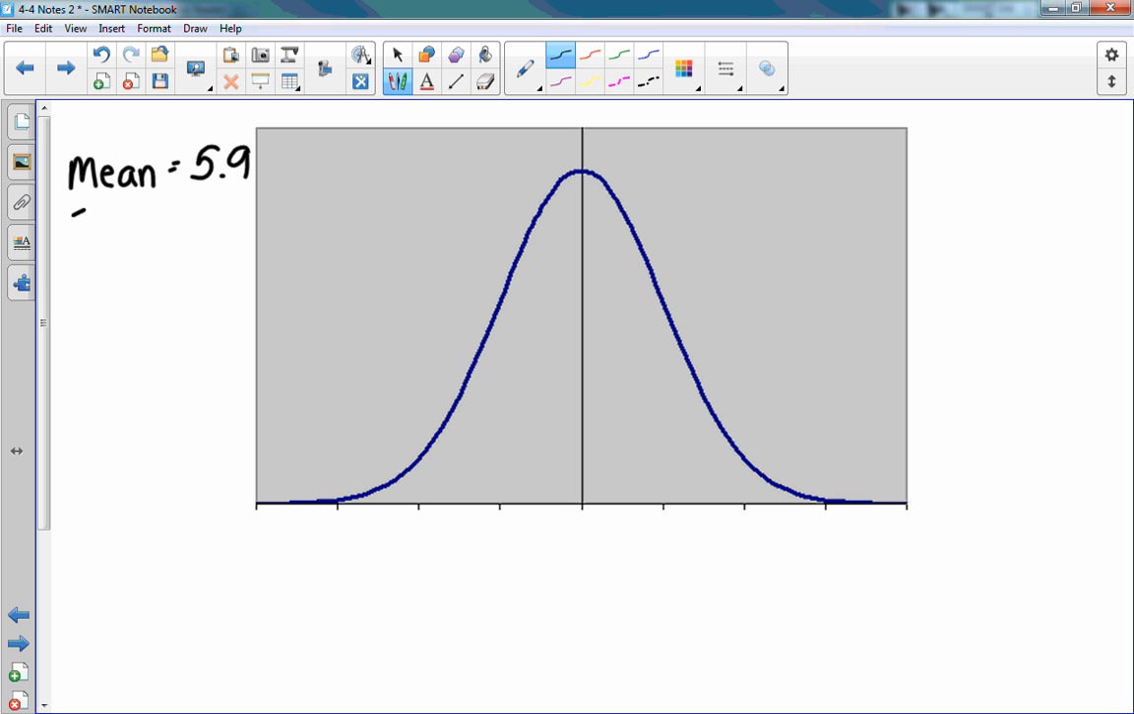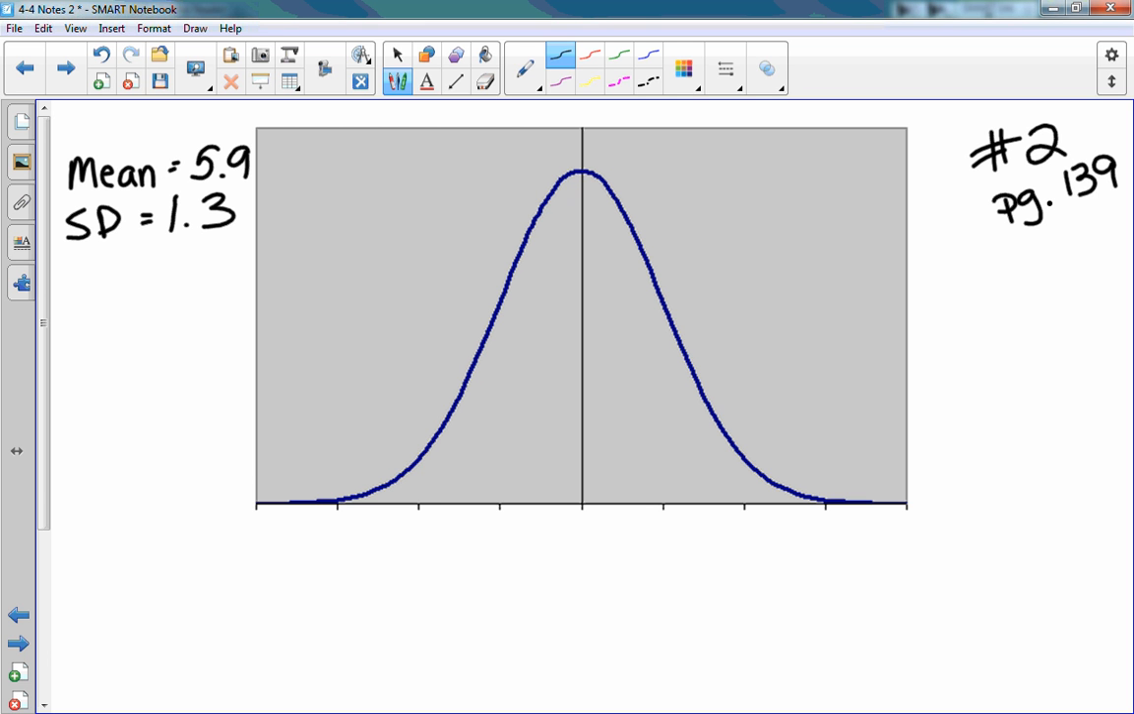And what was our standard deviation? 1.3. Okay, so we calculated that when we did number 2 together as a class. Number 2 being 139.